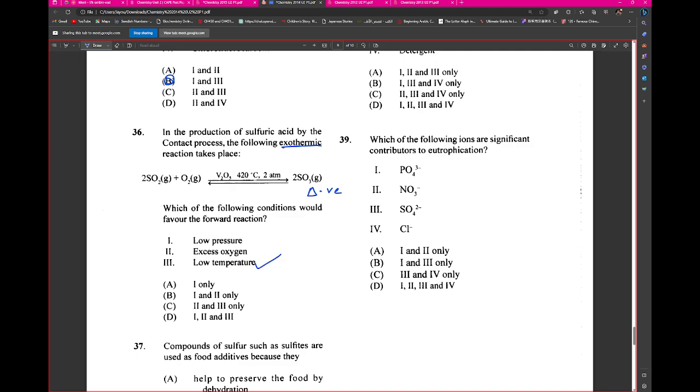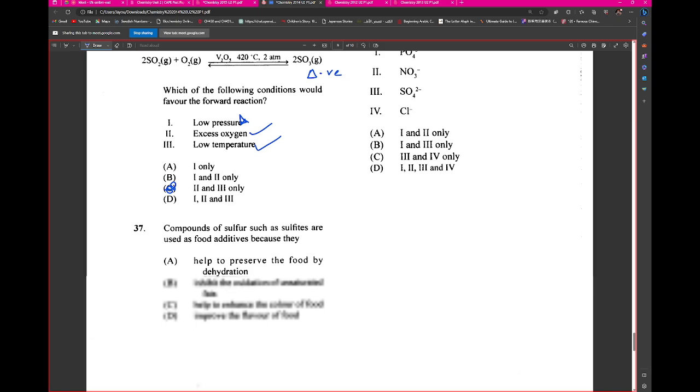And then we know that pressure affects the equilibrium, where an increase in pressure favors the side with the least amount of moles, right? So over here it's 3 and over here it's 2, therefore we would need a high pressure, right? And then excess oxygen would probably be needed. So 2 and 3, C.